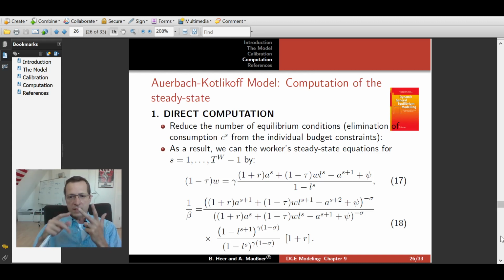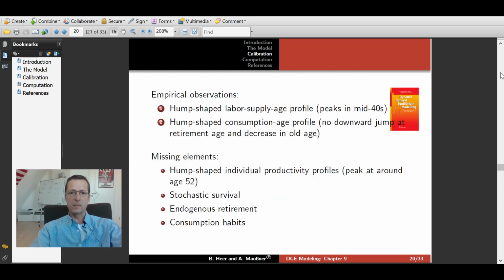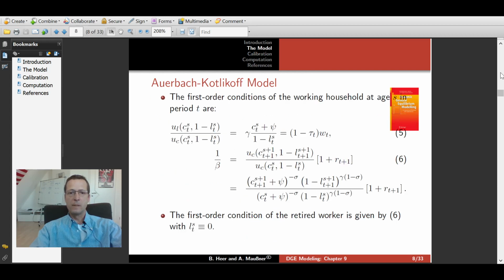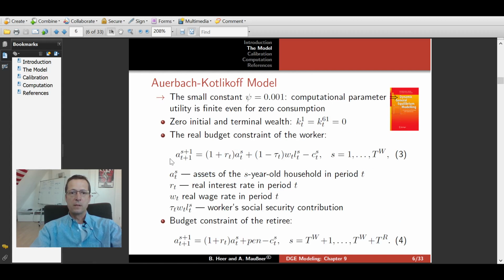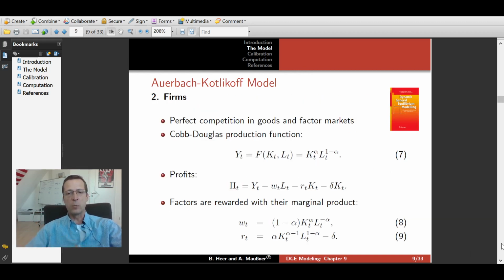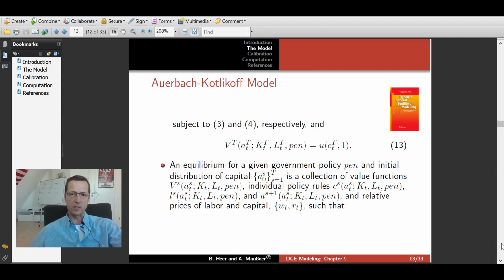We can now reduce the number of equations by substituting the budget constraint in the first order equations so that we eliminate consumption CS. So let's go back to our first order condition here, and we eliminate the consumption by replacing it with the help of the budget constraint. As a consequence, we have eliminated 60 variables, consumption, and are only left with 99 variables, which are the individual wealth levels and the labor supply.